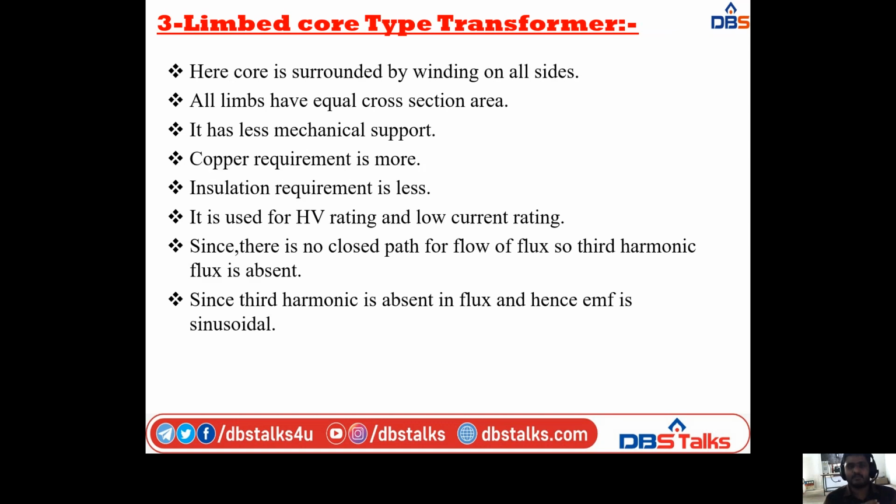In the three-limbed core-type transformer, the core is surrounded by winding on all sides. Here, all limbs have equal cross-sectional area, and it has less mechanical support. In the three-limbed core-type transformer, copper requirement is more, and insulation requirement is less.